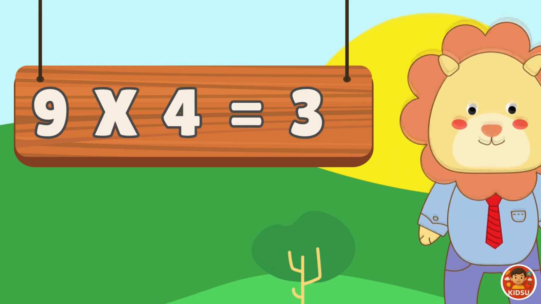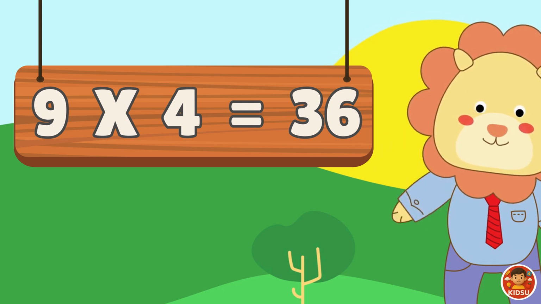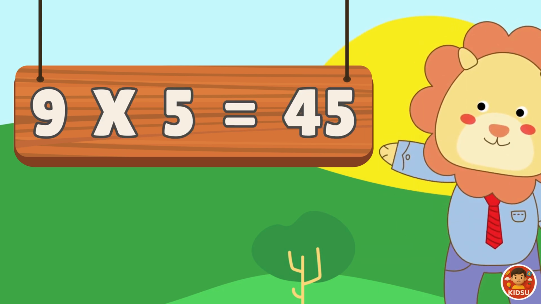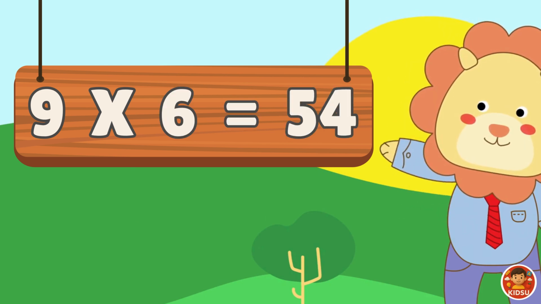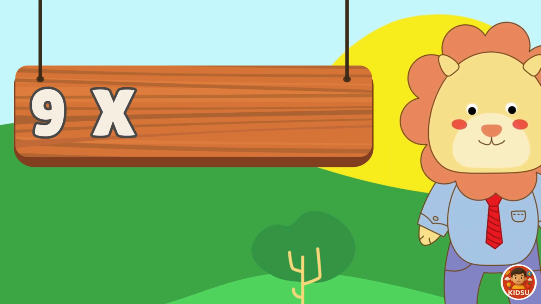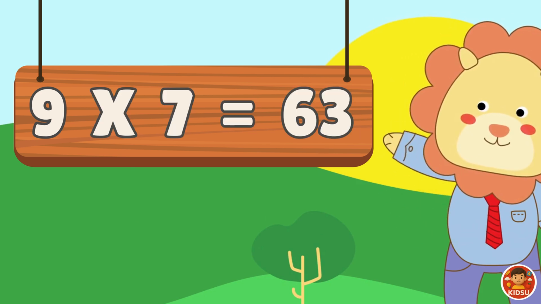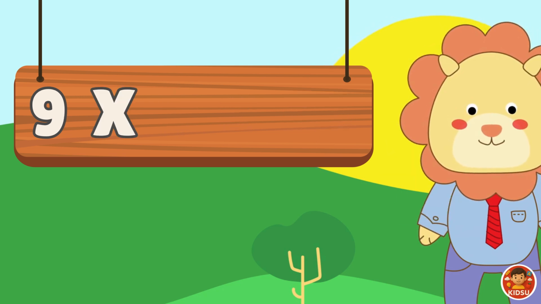9 fours are 36. 9 fives are 45. 9 sixes are 54. 9 sevens are 63. 9 eights are 72.